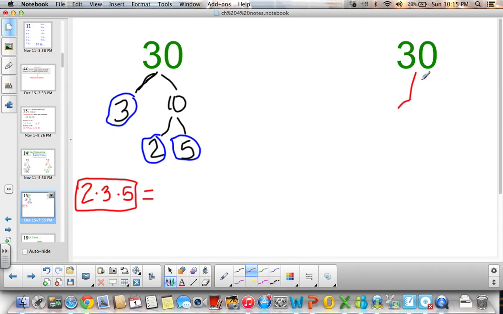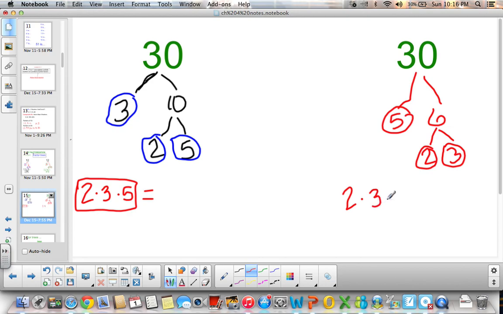We could also do 5 and 6 to get 30. 5 is a prime number, so I'm going to circle it and then be done. And 6, we know that 2 and 3 multiplied together equals 6. So I'm going to circle my 2 and circle my 3 because 2 and 3 are both prime numbers. And then rewrite it 2 times 3 times 5.